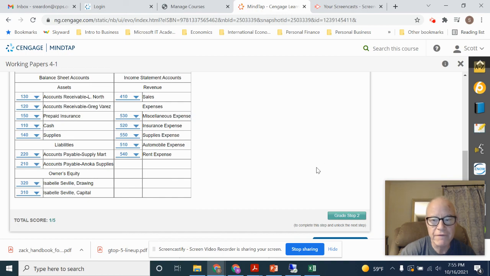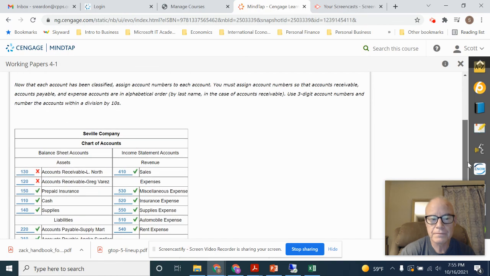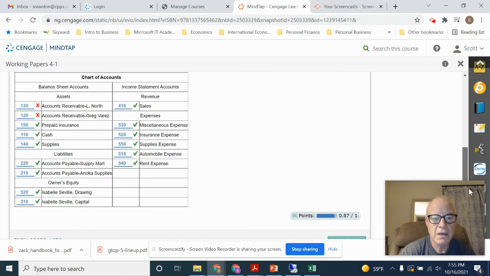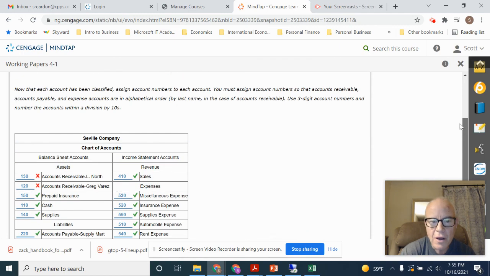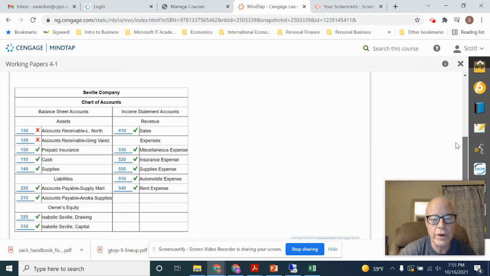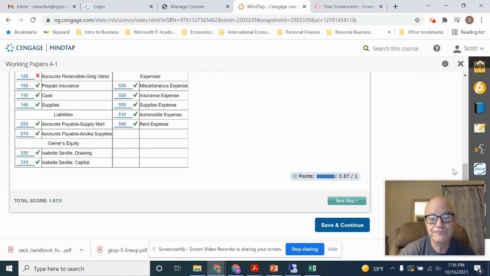Again, order of liquidity for your balance sheet asset accounts. Grade step 2. How did I do? It didn't like my accounts receivable Greg Verez and L North. Where did I go wrong with that? Oh, by last name in the case of accounts receivable. I wasn't reading the instructions right. Verez comes after North. You probably caught that. I missed that one. Now I know to do that correctly in class, right?